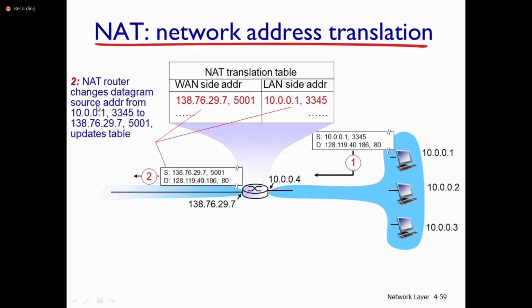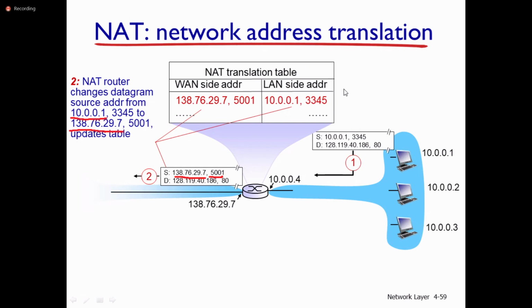The NAT router changes the datagram source IP address. Here the source IP address and source port number are replaced by the NAT IP address and a new port number. So in this example, the source IP address 10.0.0.1 is mapped to 138.76.29.7. You can look at here, the source IP address is modified and the new port number is 5001.